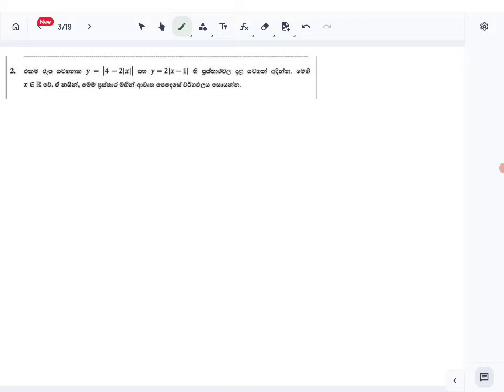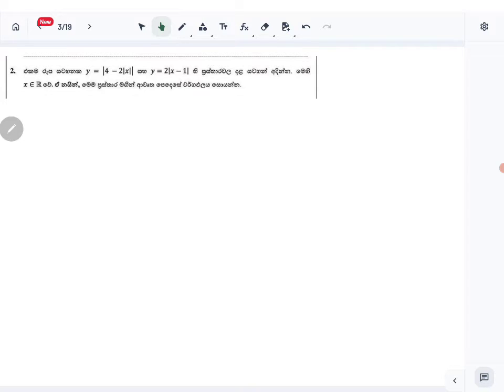Right. Now let's look at question number 2 of the pure mathematics paper. This is the absolute value graph problem. So we have to draw y equals absolute value of 4 minus 2 absolute value of x, and y equals 2 absolute value of x minus 1. So we'll draw this one first.